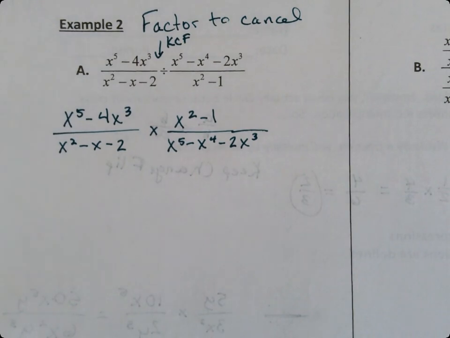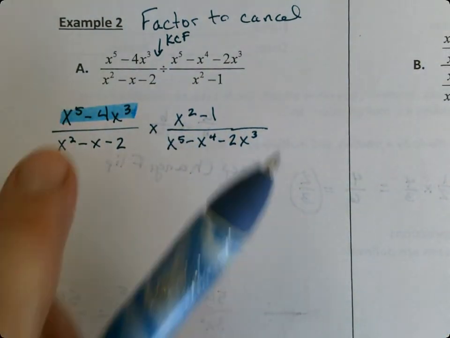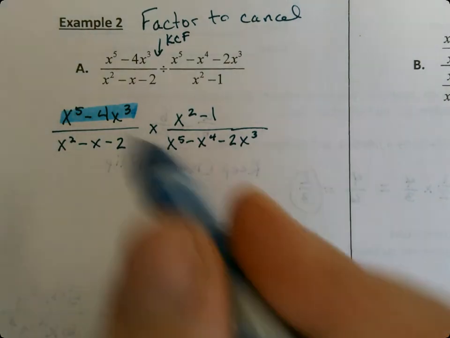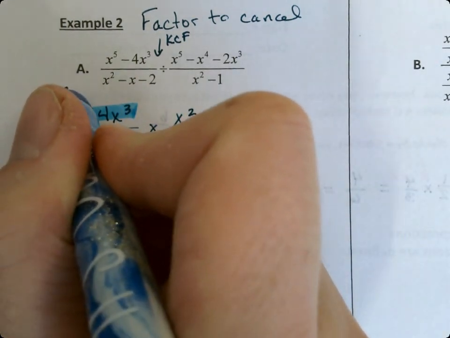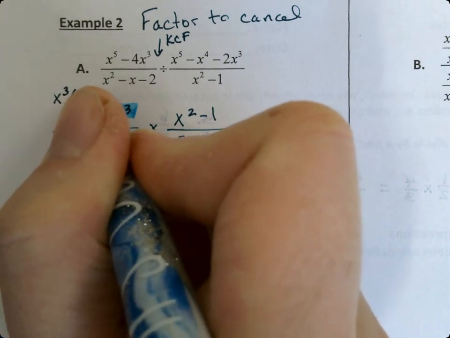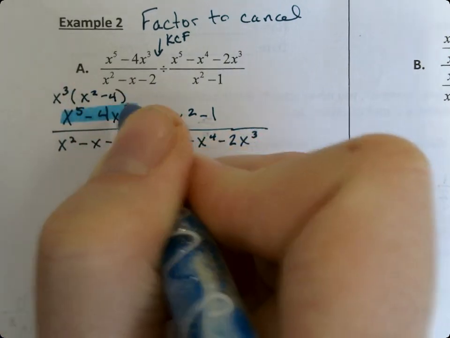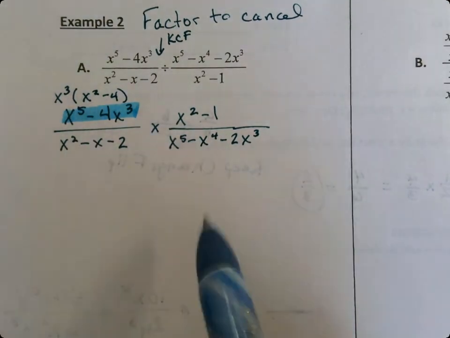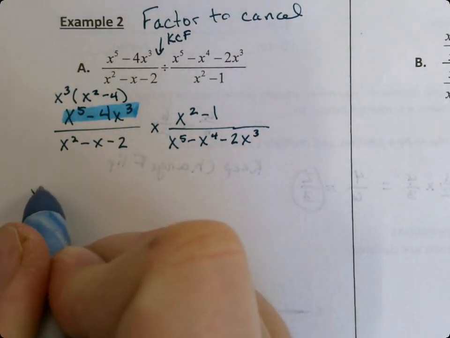Now we need to factor. The factoring is not hard, but sometimes there's more steps. The first thing I need to do is look for a GCF. Do I have a GCF in this top one? Yeah, I do. So I'm going to take that out. I have x to the 3rd. What's left? X squared minus 4. I'm factoring that above because it actually factors again. So I have that x to the 3rd.